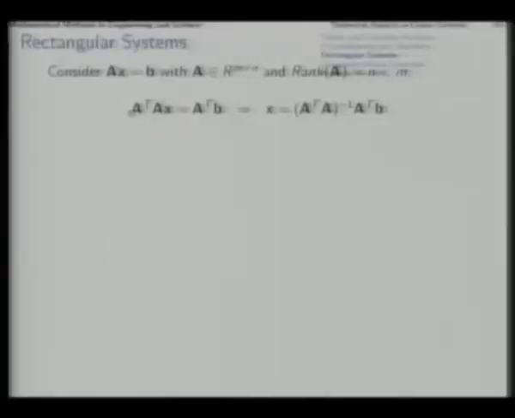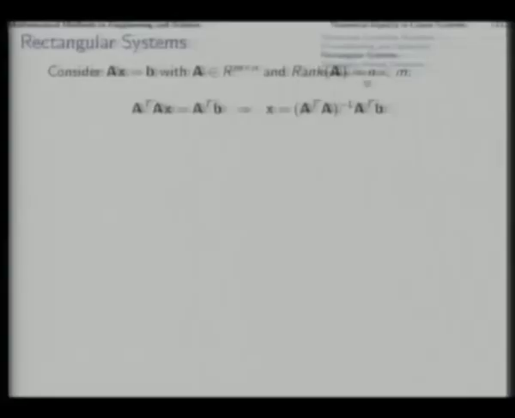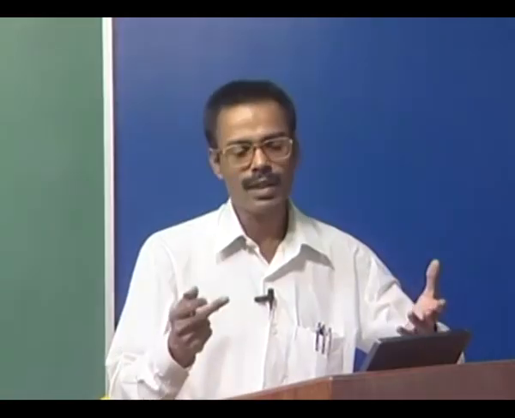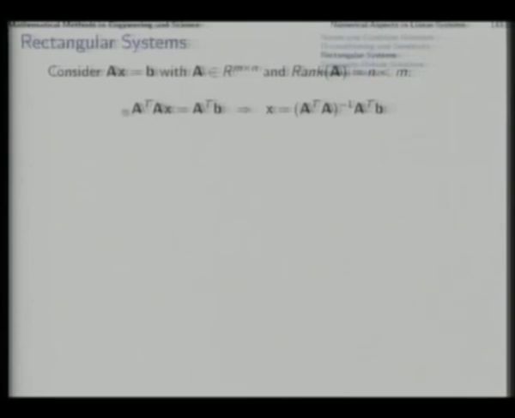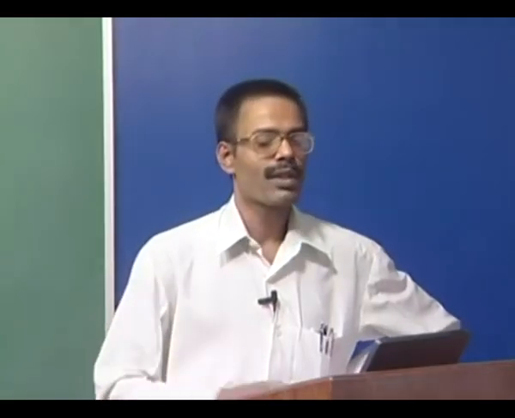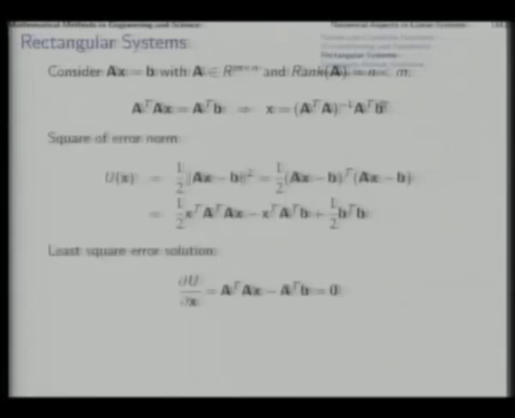Through pre-multiplication with A transpose on both sides, we get this system, which is a small n by n system, and because of the full rank nature of the matrix, the coefficient matrix A transpose A will be a non-singular, invertible, square matrix. So, now we can apply Cholesky decomposition kind of methods, which we studied in the previous lecture, and immediately get the solution, and that solution is this.